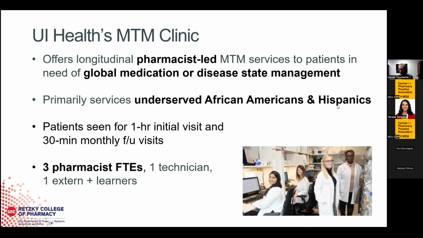At UI Health, our MTM clinic is a long-standing clinic. It was in existence even prior to the legislation that introduced medication therapy management. And our clinicians here offer longitudinal pharmacist-led services to patients in need of global medication or disease state management. The services are primarily given to the underserved African American and Hispanic population that UI Health serves. Patients are seen for a 1-hour initial visit and a 30-minute monthly follow-up visit. And you'll see why the services are so intensive in a second.